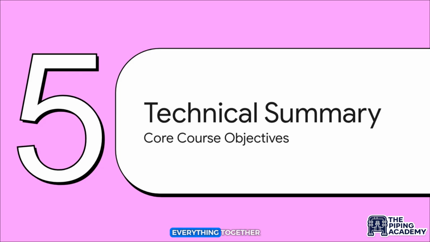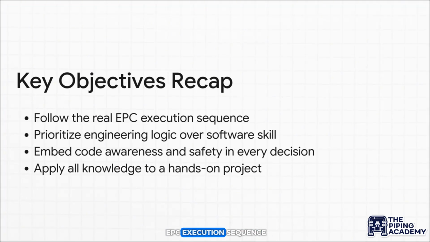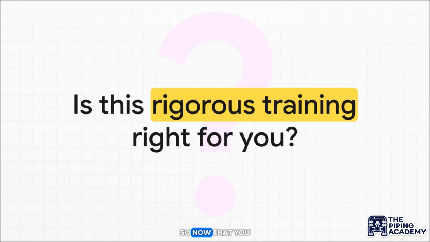All right. Let's bring everything together and do a quick summary of the core objectives we've just outlined. It's really important to keep these principles in mind as we move forward. First, we are following the EPC execution sequence to make sure you understand project workflow. Second, we're prioritizing engineering logic over just software proficiency. Remember, we're training designers, not operators. Third, we are embedding code awareness and safety into every single decision. And fourth, you will apply all this knowledge by executing a practical, hands-on design, taking it from theory all the way to fabrication data.